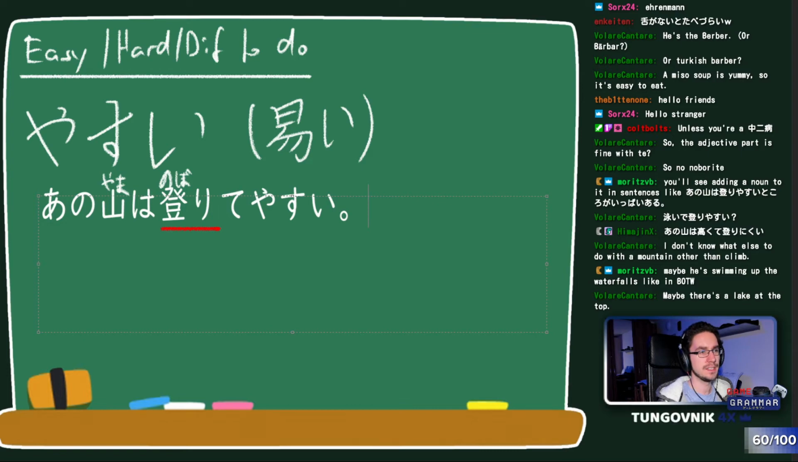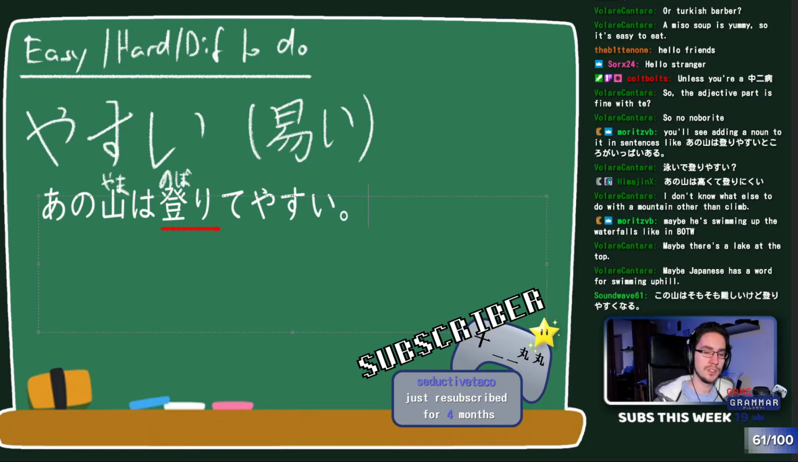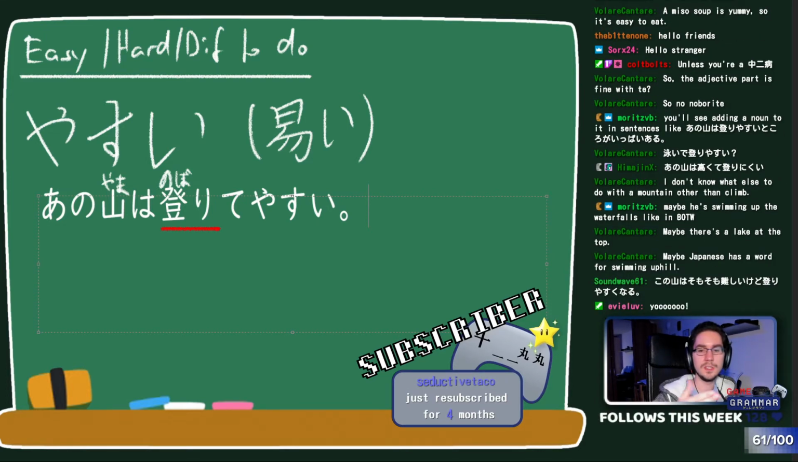Theoretically, that should work, but it can get a bit confusing because noboriyasui functions more like an adjective than like a verb. Even though it is an action, noboriyasui is usually pertaining to describing some sort of noun. For example, in our case, yama, we are describing the mountain to be easy to climb.